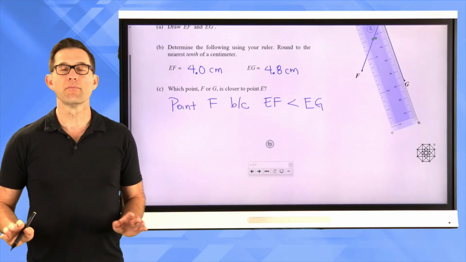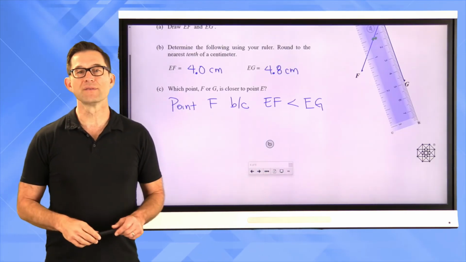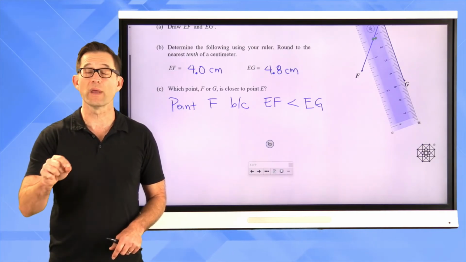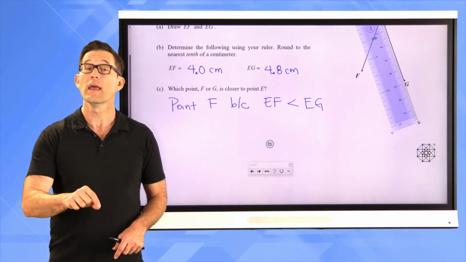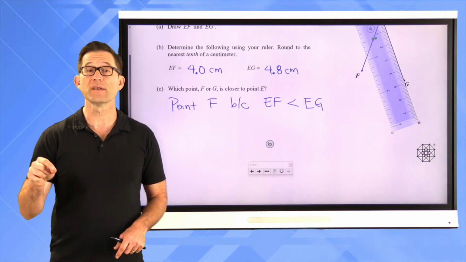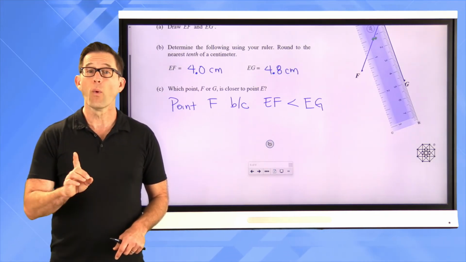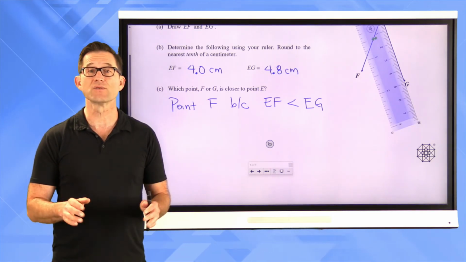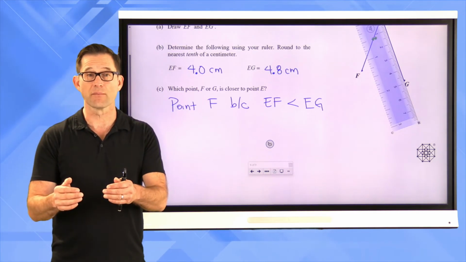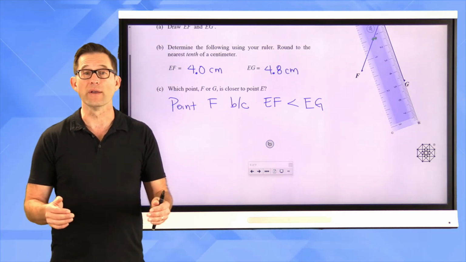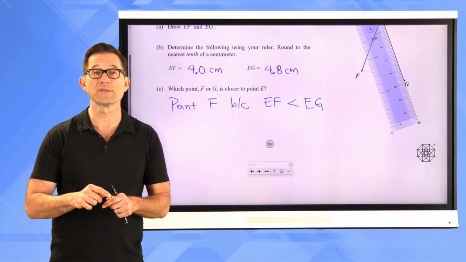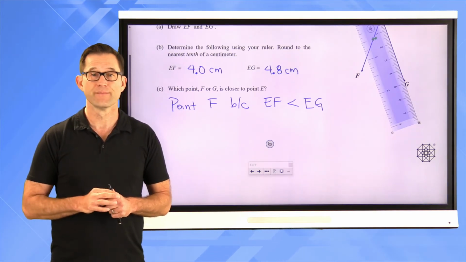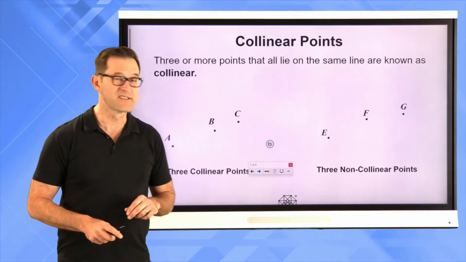And that's really, really important. In fact, one of our fundamental assumptions in geometry is going to be that the shortest distance between any two points in space is the length of the straight line segment that connects the two of them. One more time. The shortest distance between two points in space is going to be the length of the straight line segment that connects those two points. You can't get between two points in any shorter path than going through that straight line. All right, let's keep going.